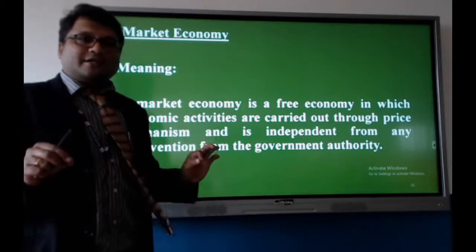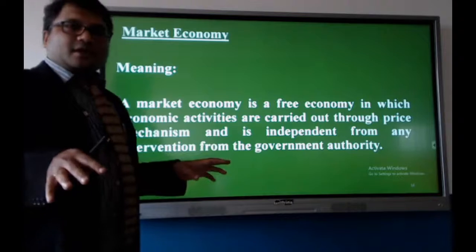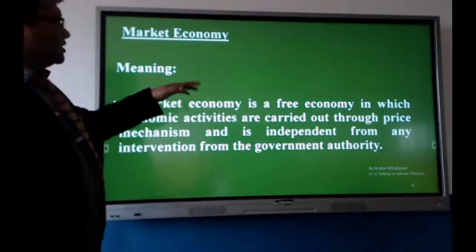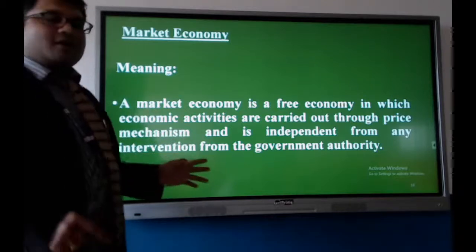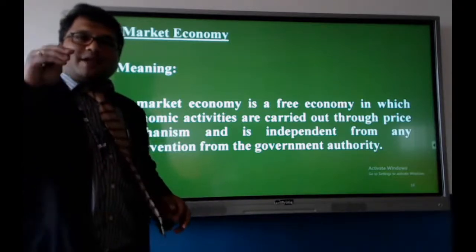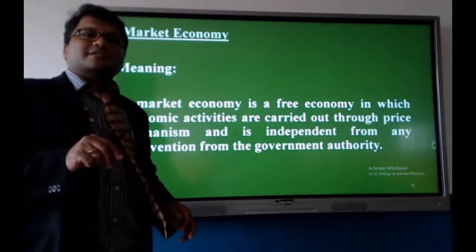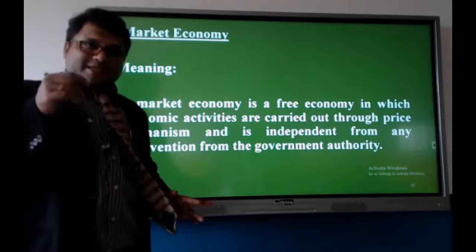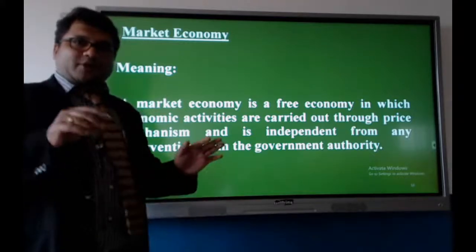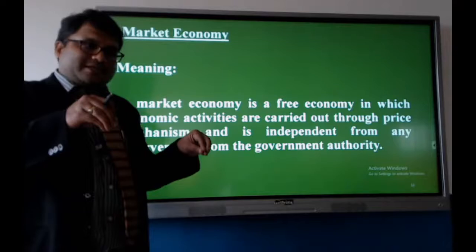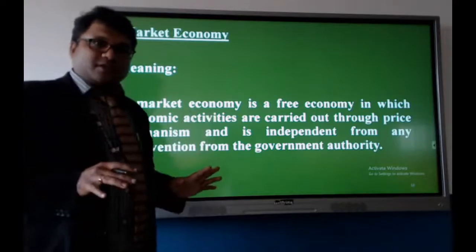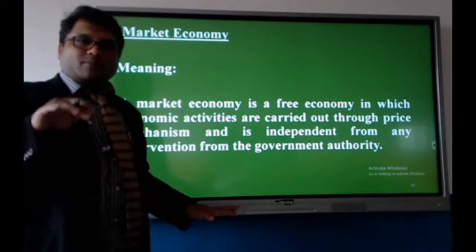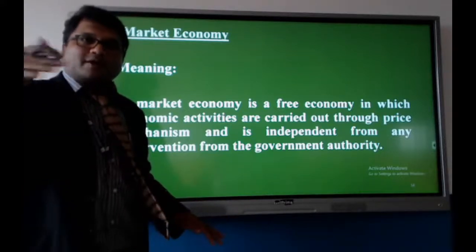Most of these countries are examples for market economy because they follow this type of economy wherein the intervention from the government is very minimum. Most of the decisions are taken by the private individuals, and whatever price is decided in the market for any particular good or service, that price exists in the market. There is very little intervention from the government.